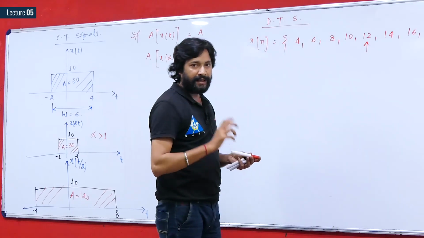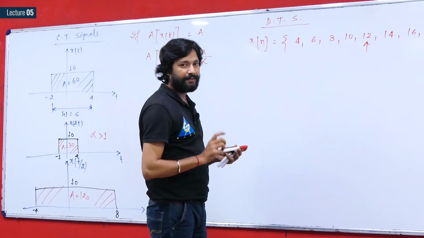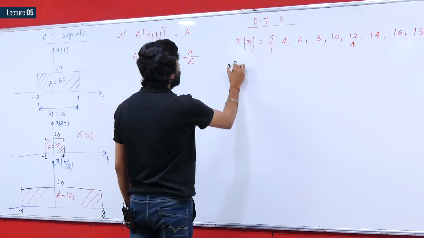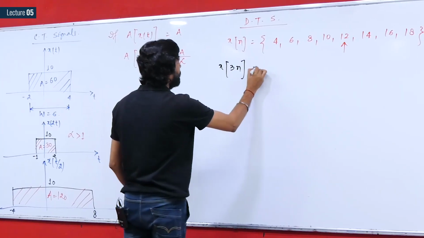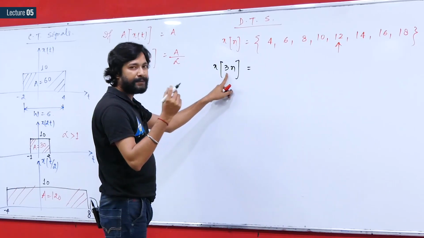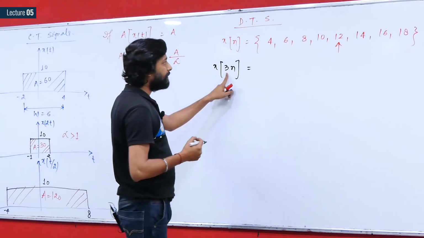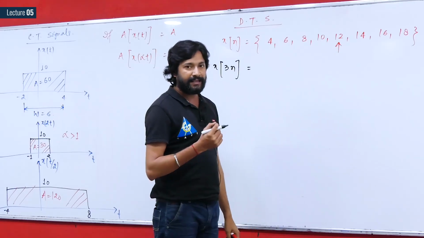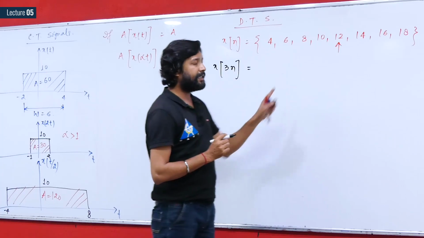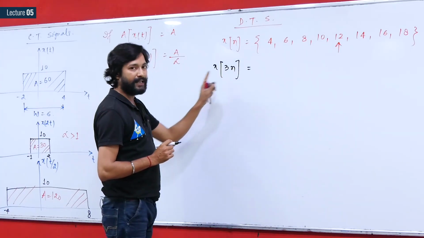Then if you have to find any time scaled version of x of n, say x of 3n, then we have seen that to find x of alpha n, where alpha is greater than 1, we have to skip samples in between, because the value of n will not be an integer at some points, and those values will get eliminated from the signal x of n, and the remaining portion will be obtained as x of 3n.